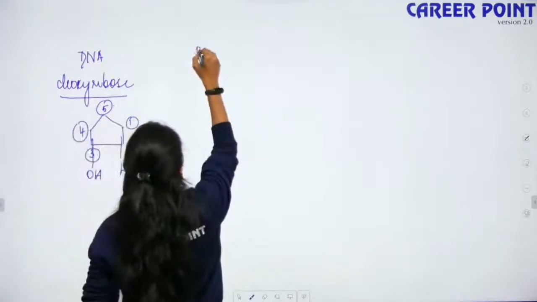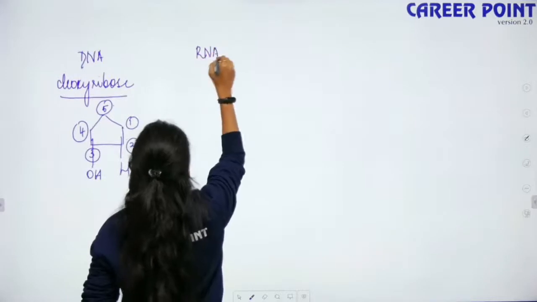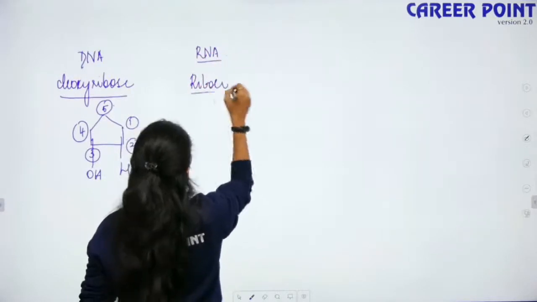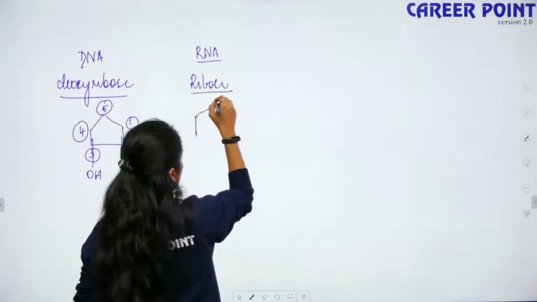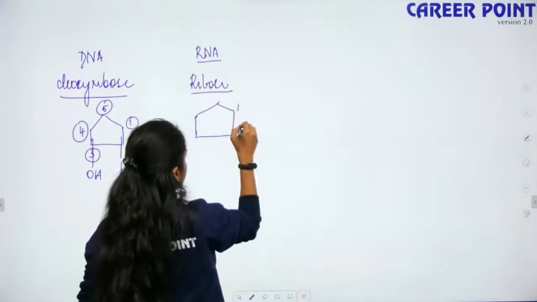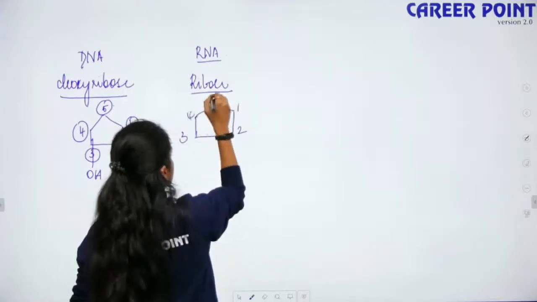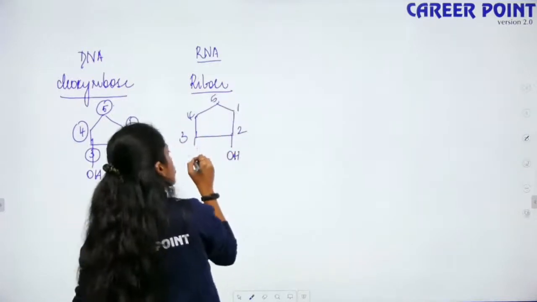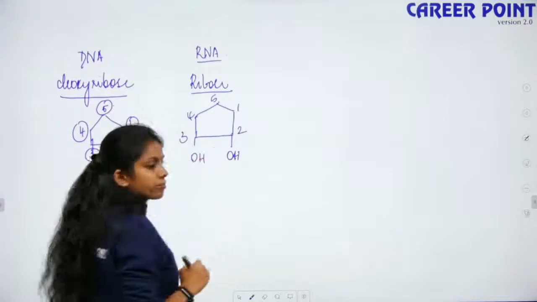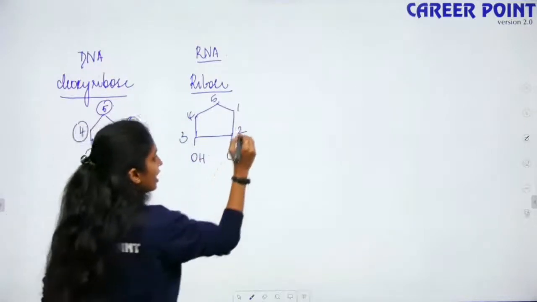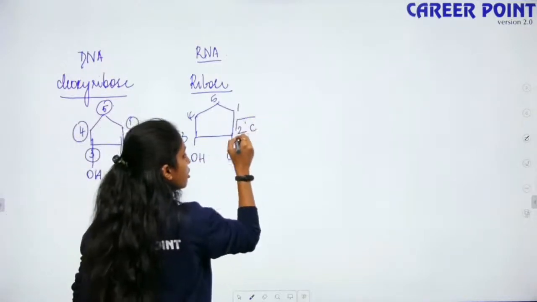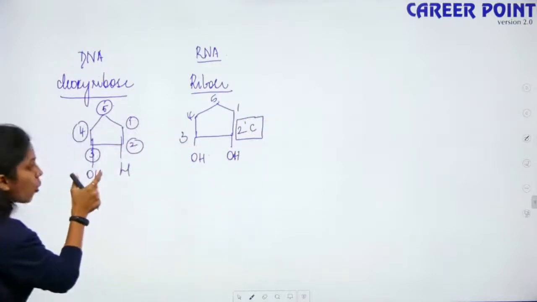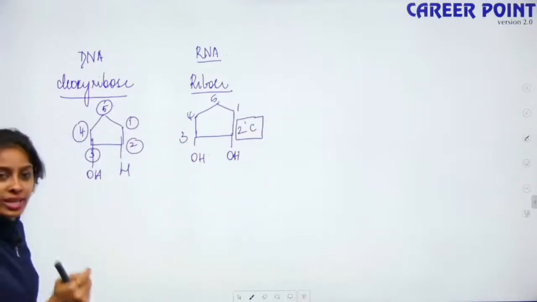Now in case of RNA, what is the difference? That is ribose sugar. This ribose sugar is also pentameric. But here I have an OH, and here also I have an OH. So in RNA, my 2' carbon also has an OH group. Whenever there is an OH group, it is willing to react.